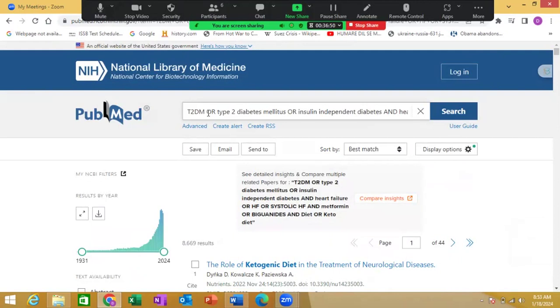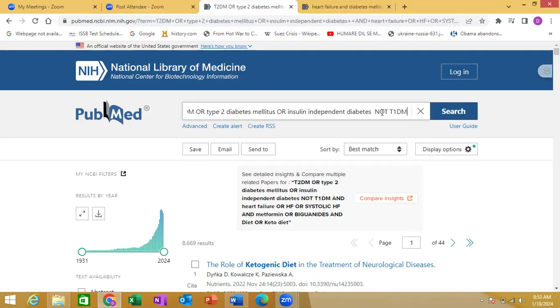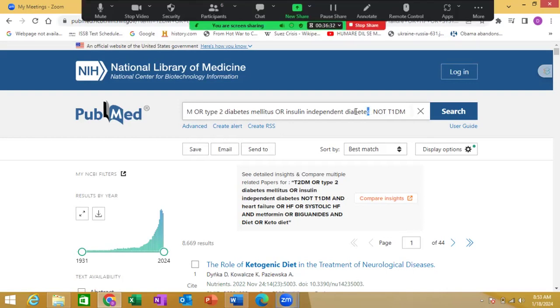Now, for example, I have written here T2DM, type 2 or insulin. I'm adding one more thing here. I'm using NOT T1DM. Now see, I have made it more specific to PubMed that I'm looking for type 2 diabetes mellitus. I have used three different common terms for type 2 diabetes mellitus. And now I'm making it specific: NOT T1DM. I will use multiple terms for type 1 diabetes. I have separated my whole first P, the population group: I want the type 2 diabetes population, but specifically not type 1.